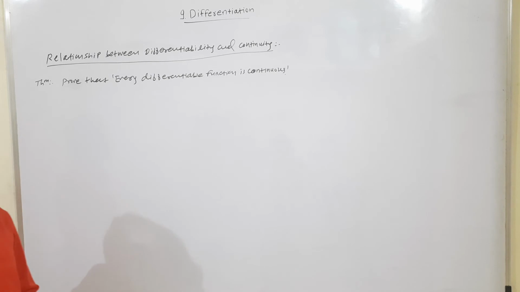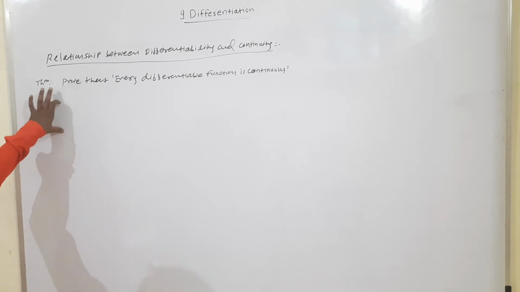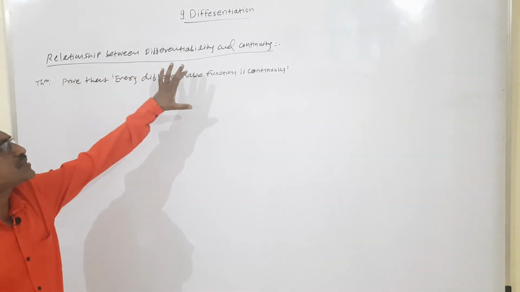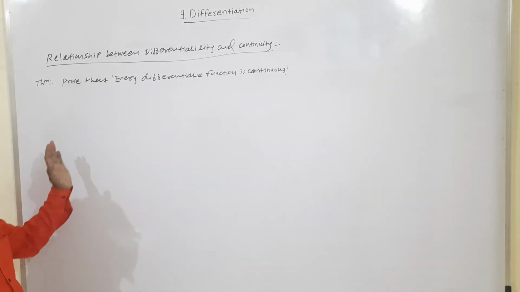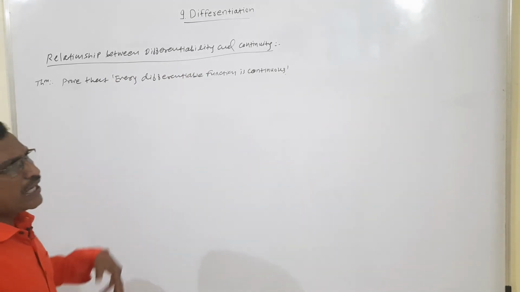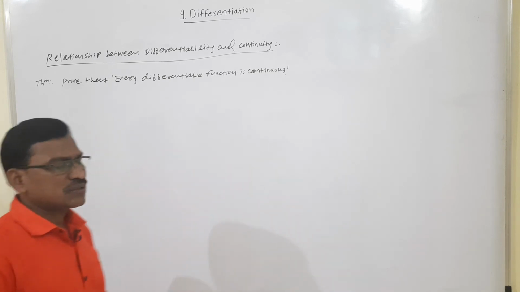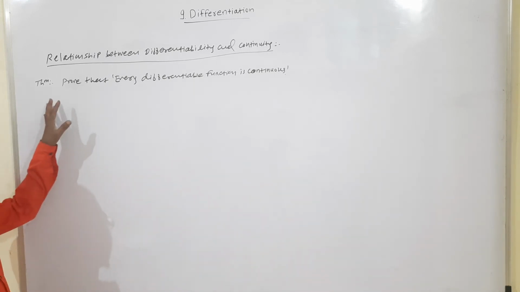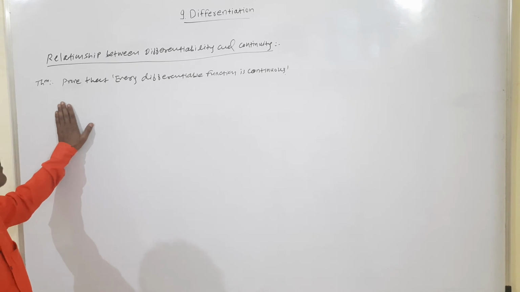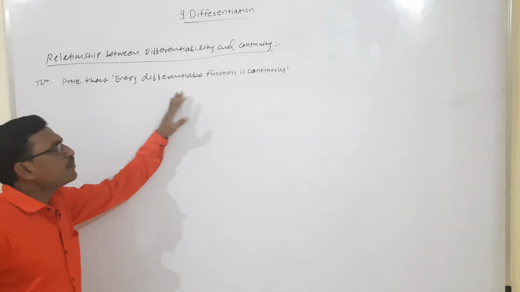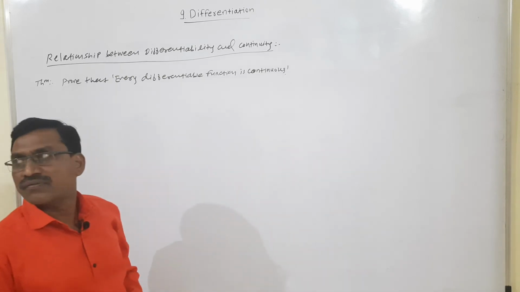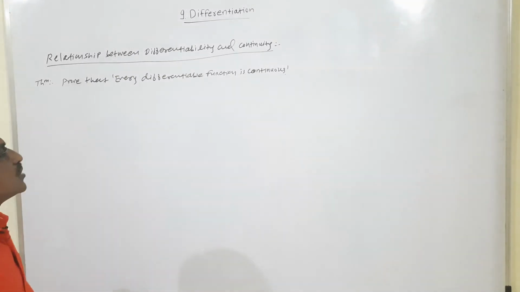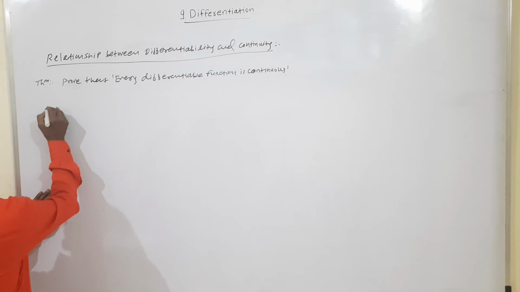Now we will take the next article, the relationship between differentiability and continuity. So the relation between a differentiable and a continuous function. There is a theorem. The statement of the theorem: prove that every differentiable function is continuous. Every differentiable function is continuous. So, proof.